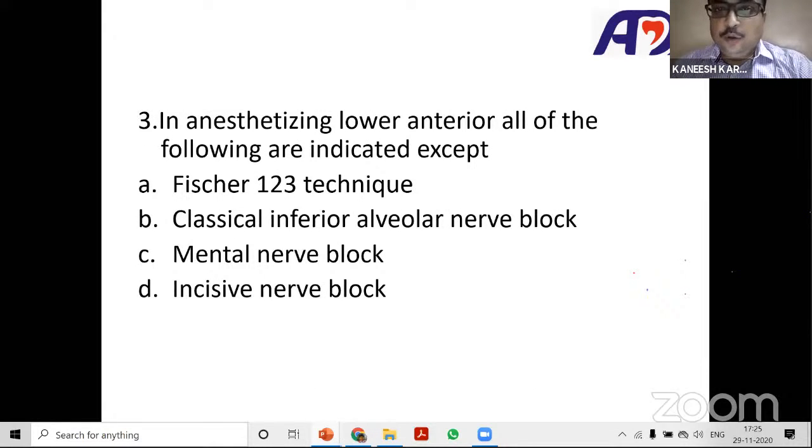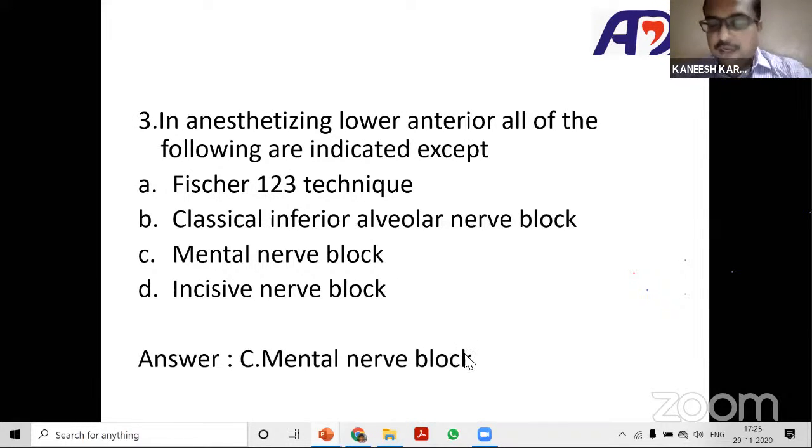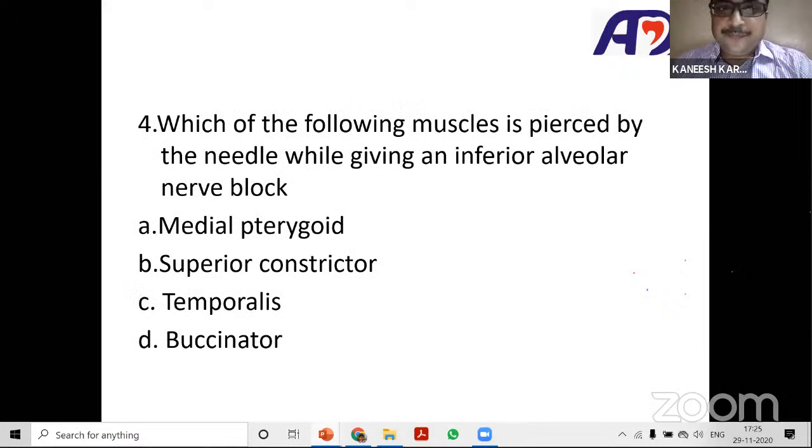In anesthetizing lower anterior teeth, all of the following are indicated except, lower anterior teeth. Sorry, that word is missing. It should be lower anterior teeth. Yes, correct. You cannot use mental nerve block because the mental nerve supplies only the soft tissue. It does not supply any teeth. Okay. Lower anteriors are supplied by the incisive nerve, not the mental nerve.